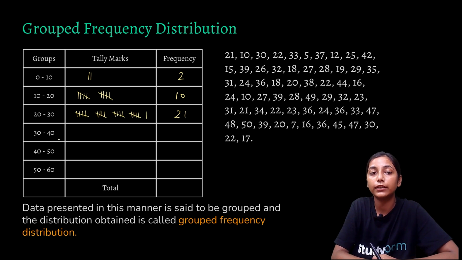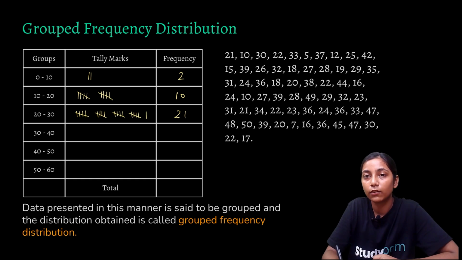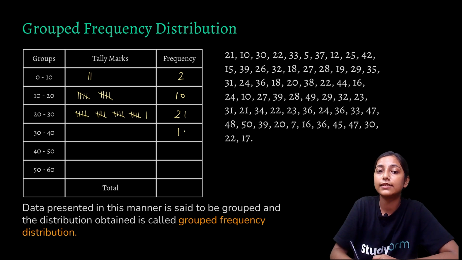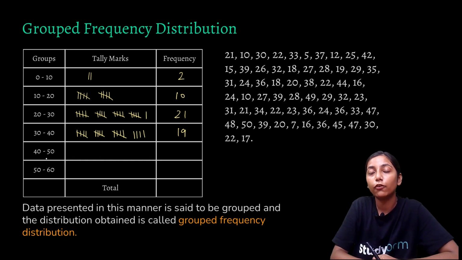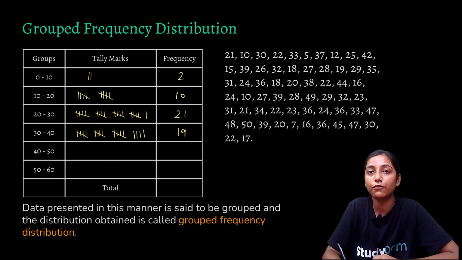Now 30 to 40, 30 will be lying here. Counting 1, 2, 3, up to 19, we have 19 students. Now from 40 to 50, 40 will be here, not 50.